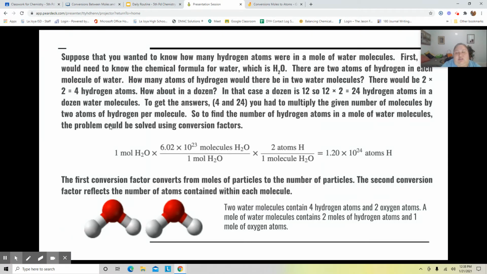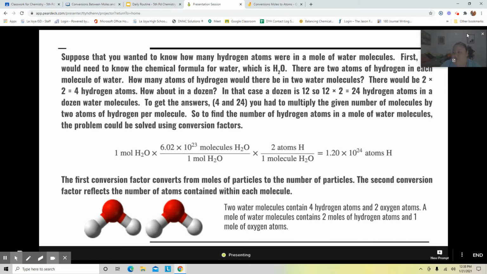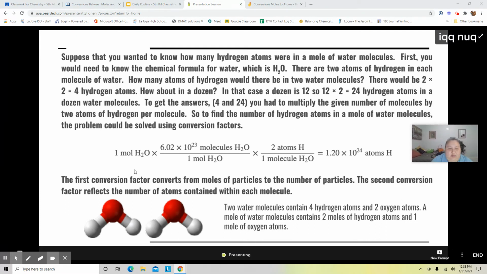Okay, now we're going to throw a wrench into the mix. We're going to mix it up. We're going to make it a little tougher, okay? Suppose you wanted to know how many hydrogen atoms were in a mole of water molecules. So now they're talking in terms of hydrogen atoms in a mole of water, okay? And you have a visual right here. On the bottom, this is your water molecule.